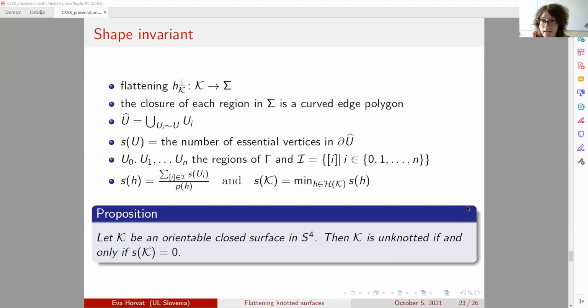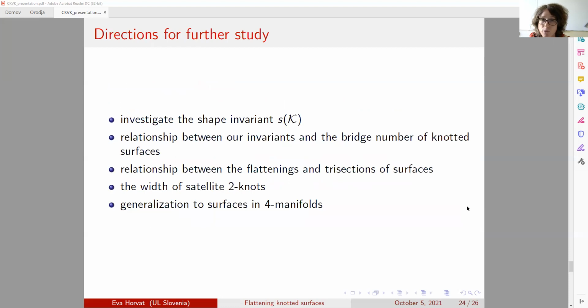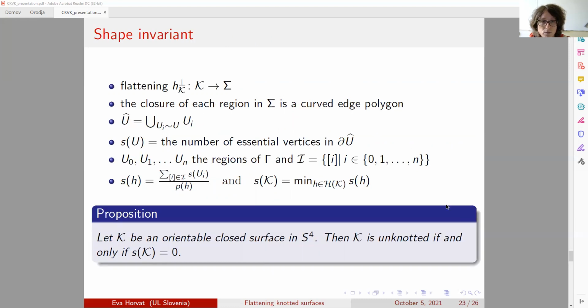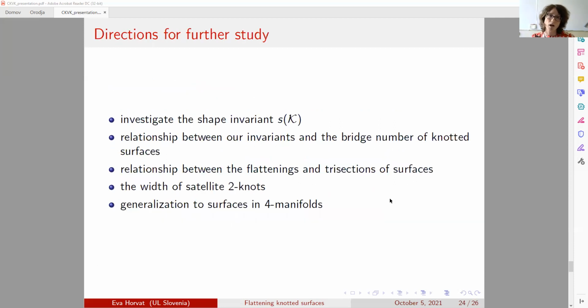I think it's quite curious, and this is one of the possible directions for further study of my work. So to investigate this shape invariant and to see what its values are, because you see here, this is a rational number, and to see whether we can say something about this invariant for some classes of embedded surfaces, maybe what it says about the properties of an embedded surface, and so on.